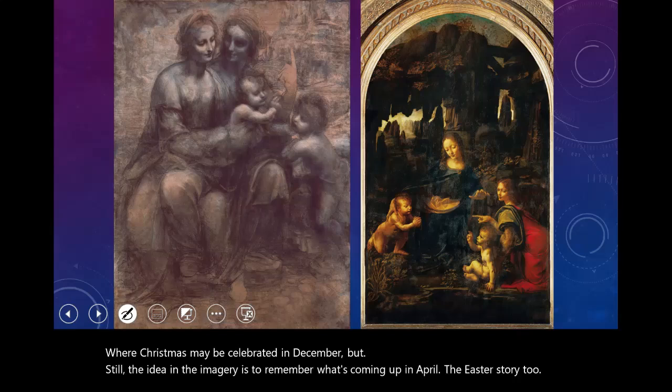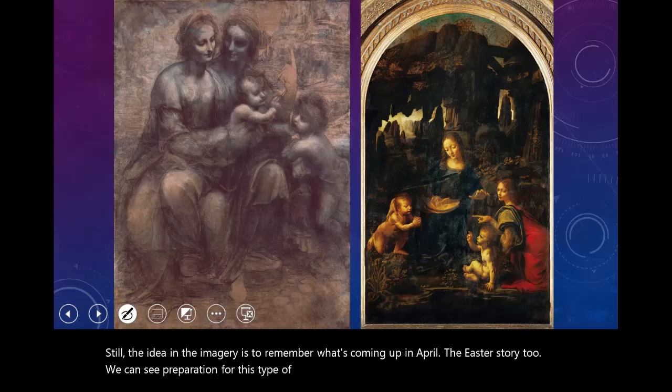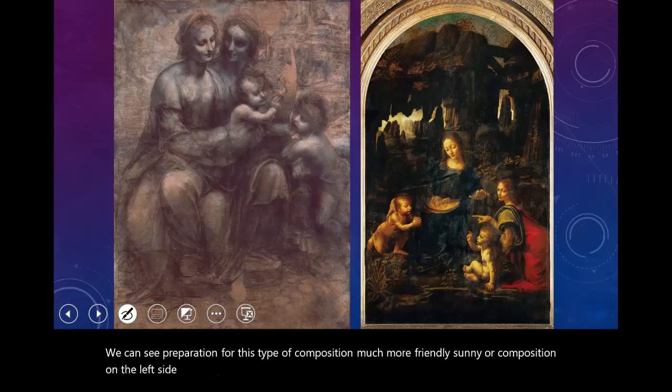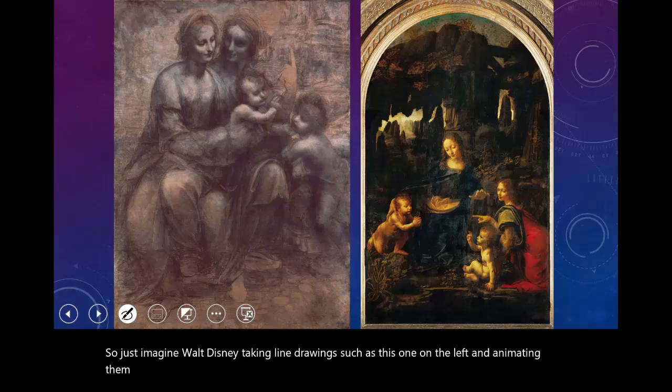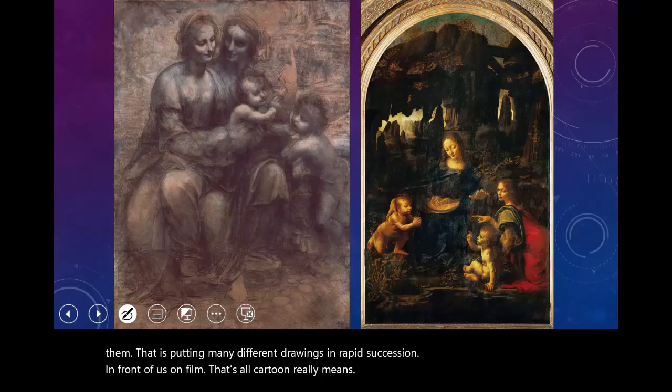We can see preparation for this type of composition, a much more friendly, sunnier composition on the left side with this cartoon. And cartoon, even as we use it today, comes from this definition of preparatory drawing. So just imagine Walt Disney taking line drawings such as this one on the left and animating them. That is putting many different drawings in rapid succession in front of us on film. That's all cartoon really means. For us now, it means moving picture, right? The original definition is simply a preparatory drawing.